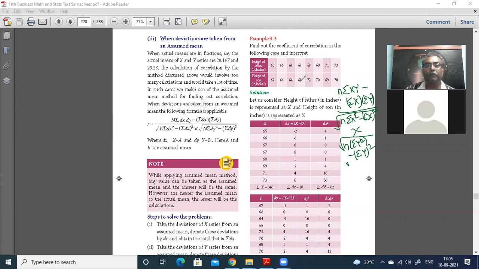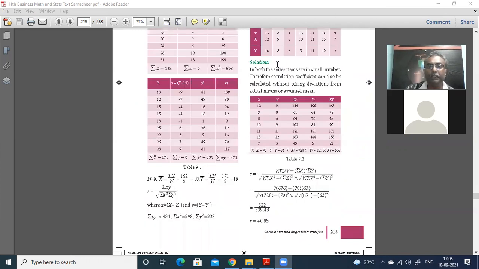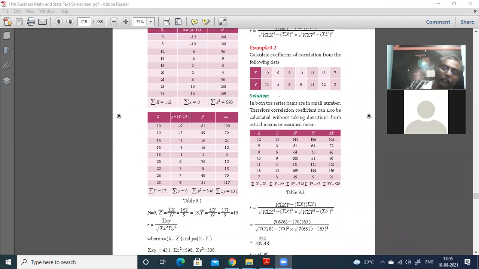Now we have to do the assumed mean method. When will you use it? If you see the previous problems very carefully, what was the mean that you got? You don't have to find the mean at all in the second method, so forget that. In the first method, what is the mean that you got? x bar is equal to 19 here. How much? 162 divided by 9 is equal to 19. So you got a whole number, an integer.